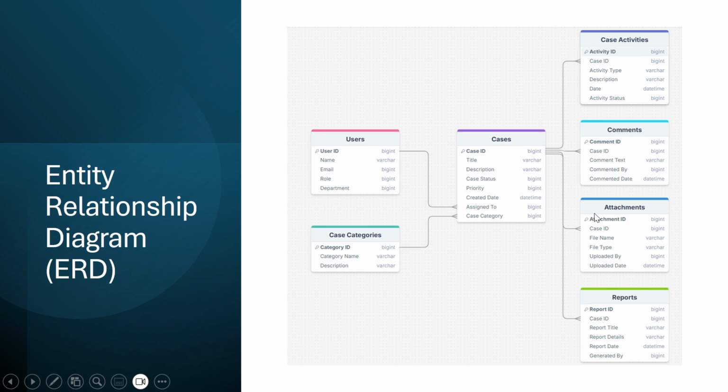The same applies to the comments, attachments, and the reports as well. So the relationship from these tables to the cases table is one-to-many. Everything else that comes in front of the cases are the child entities. That's why we'll have the case ID, which will act as a lookup from the cases table. So without further ado, let's dive into building this solution.